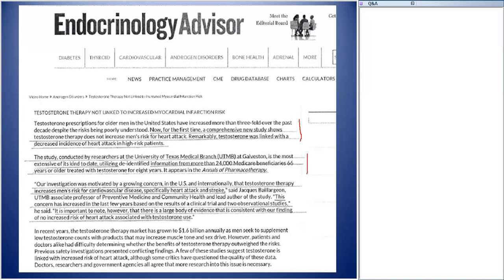Our investigation was motivated by the growing concern in the U.S. and internationally that testosterone therapy increases men's risk for cardiovascular disease, specifically heart attacks and strokes. This concern has increased in the last few years based on the results of a clinical trial, the TOM trial, which we'll get to and show the problems with that study, and 2 observational studies. It is important to note, however, there's a large body of evidence that is consistent with our finding of no increased risk of heart attack associated with testosterone use, both before these 2 studies in the last 50 years as well as subsequent to these 2 studies, as was this study here.